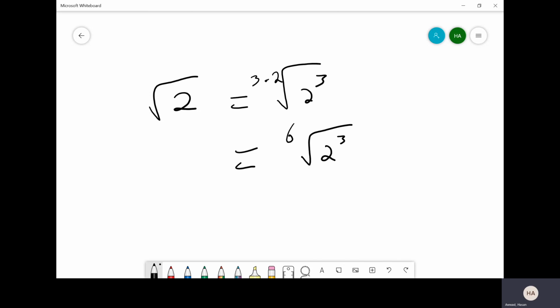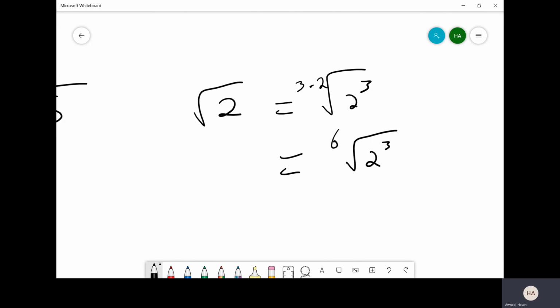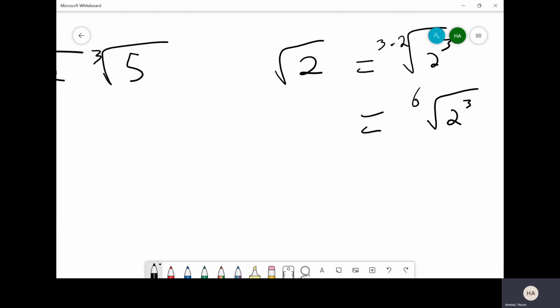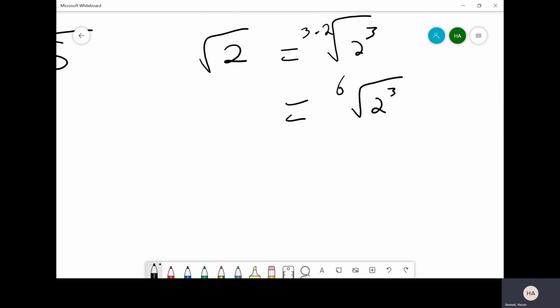Okay? So again, all I did was I raised the inside and I raised the outside. Whatever I do to the inside, I also have to do to the outside, okay? And that's just in terms of exponents. Now I'm going to do the same thing to the cube root of 5. And the reason is, again, we're hoping to get a 6th root, right? If we can get a 6th root here, then we can finally do our multiplication because the indexes will match.